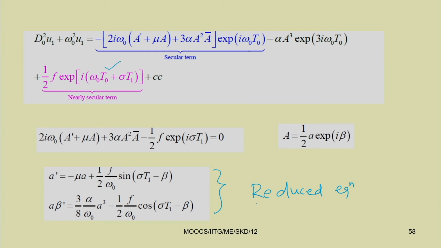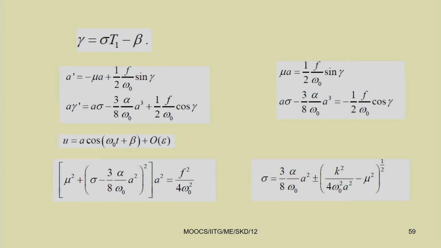In these reduced equations, you can see that the time term explicitly appears on the right hand side, so these are not an autonomous system. To make it autonomous, one can assume sigma T 1 minus beta equal to gamma, and then write down the equations in autonomous form. Now there is no time term explicitly appearing on the right hand side, so these are autonomous equations.